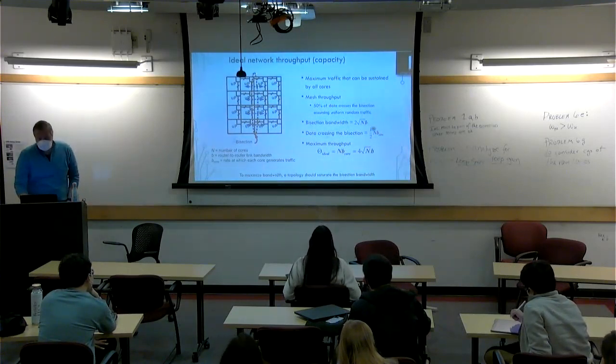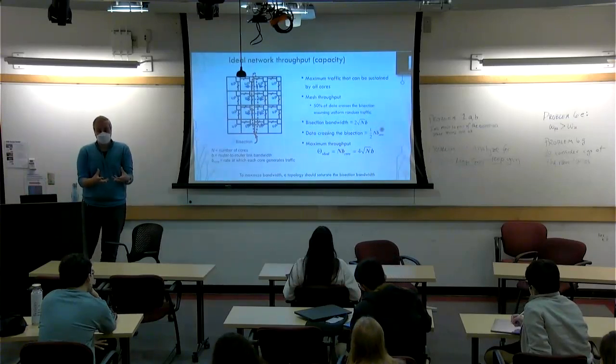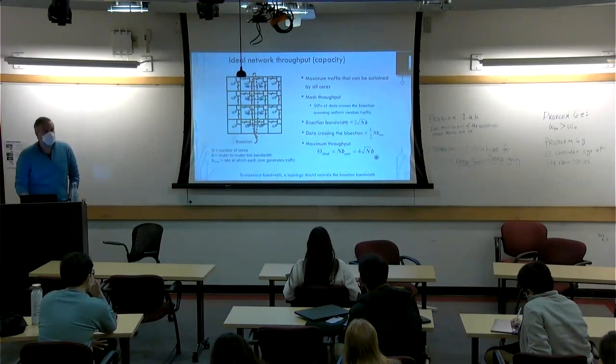And then you just equate these two, right? So you say, okay, what is then my ideal throughput? That's n times b core. How much can all the cores inject into the network, right? And that ends up being 4 times square root n b, right?